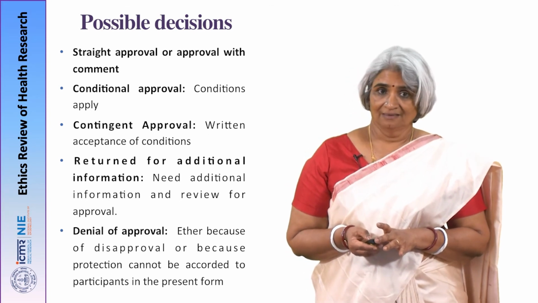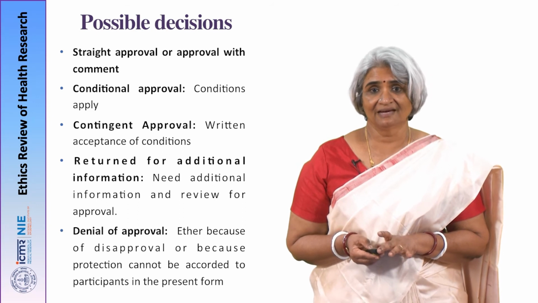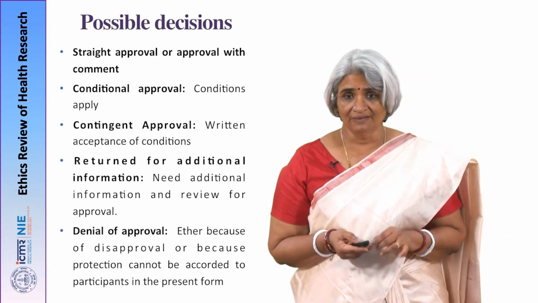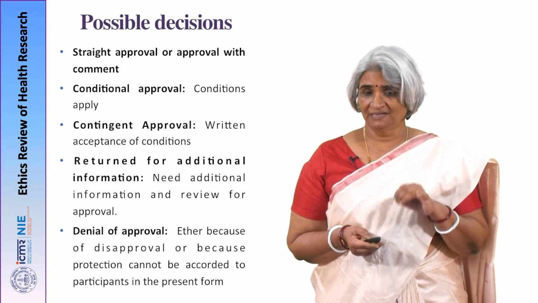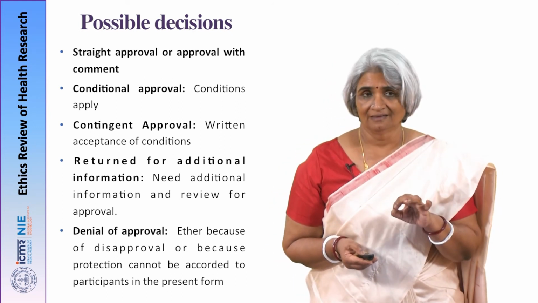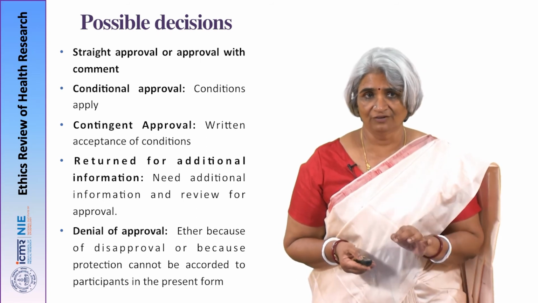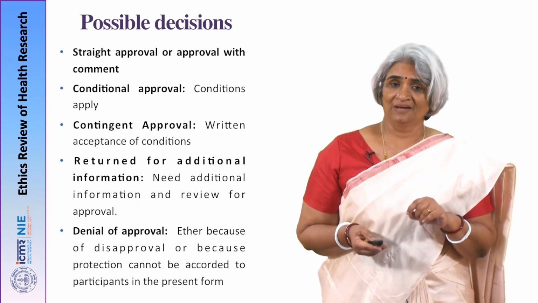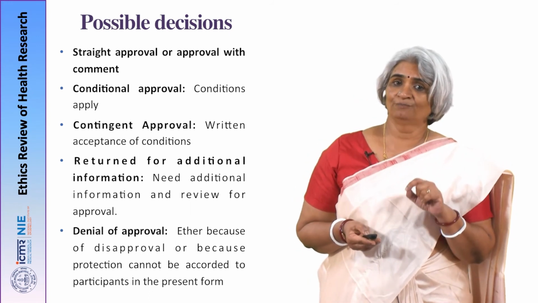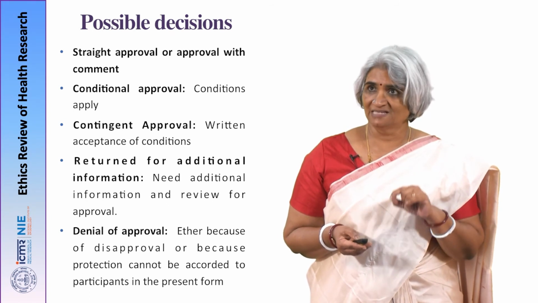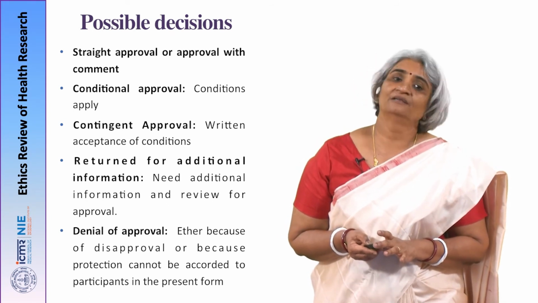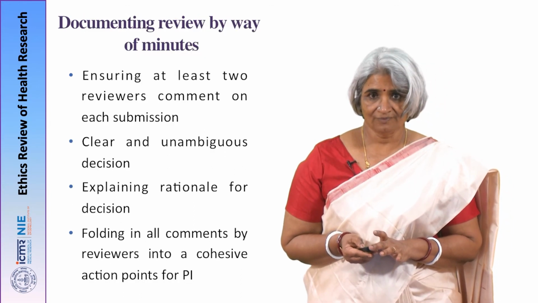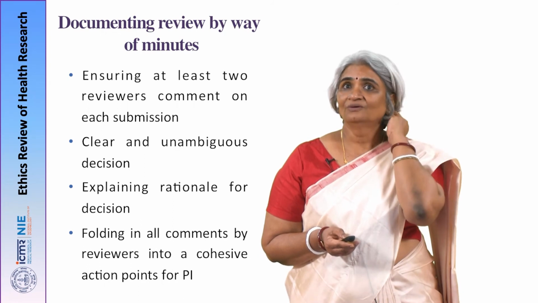The last decision that an ethics committee makes is denial of approval, and this very rarely happens, but it does happen either because this particular study cannot be done in an ethical manner given the kind of information that has been provided, or because whatever is being planned cannot accord sufficient protection to the participants in the form that it is submitted. Under those circumstances, a protocol can be denied approval. Does the ethics review finish with this?